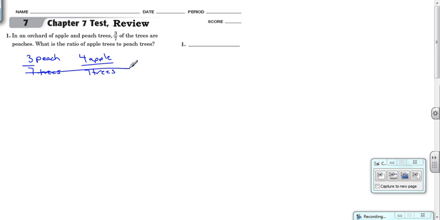So I can cancel out the trees and say it's 3 peach to 4 apple. So if they want the ratio of apple to peach, it's going to be 4 apples to 3 peach.